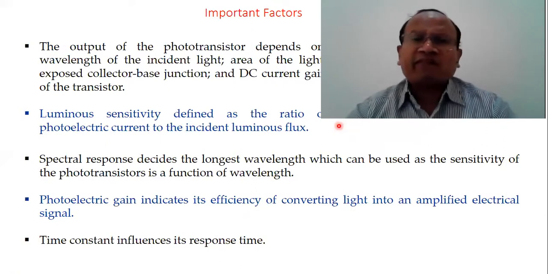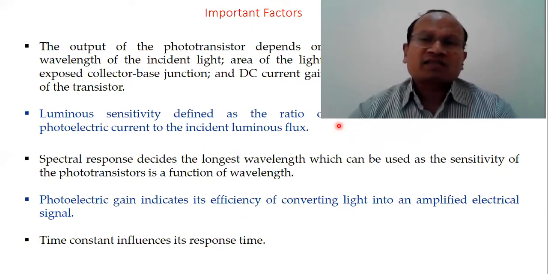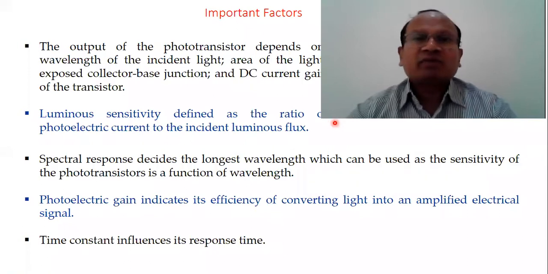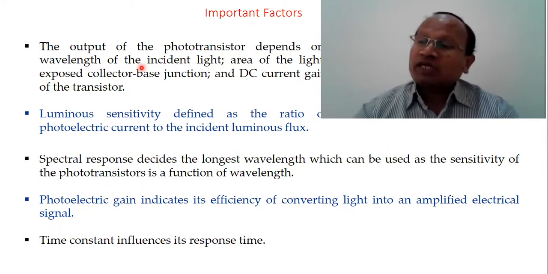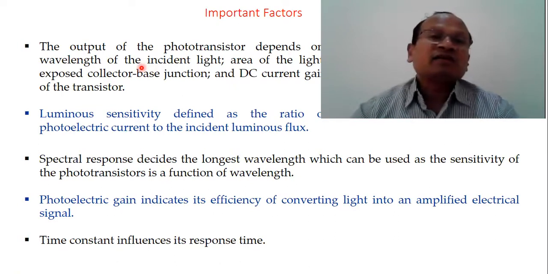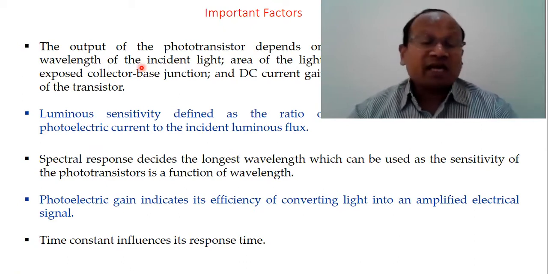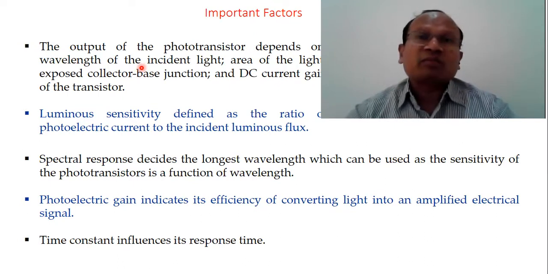There are some important factors, you can say parameters as well, while discussing the phototransistor. Because we know that the operation and performance of a phototransistor depends on the wavelength of incident light. We know that light is characterized by wavelength. So the phototransistor also depends on wavelength, and on the area of the light exposed to the collector base junction.